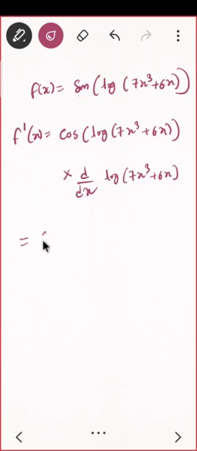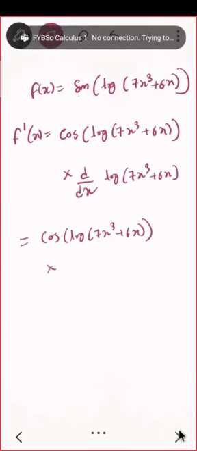This will be as it is, cos of log of 7x cube plus 6x, and that is multiplied with the derivative of log. What is the derivative of log x? If you don't remember the formulas, then it is going to be difficult actually. So maybe I'll just quickly write the formulas. Yes, 1 upon x. Good. I'll just quickly list out the formulas.